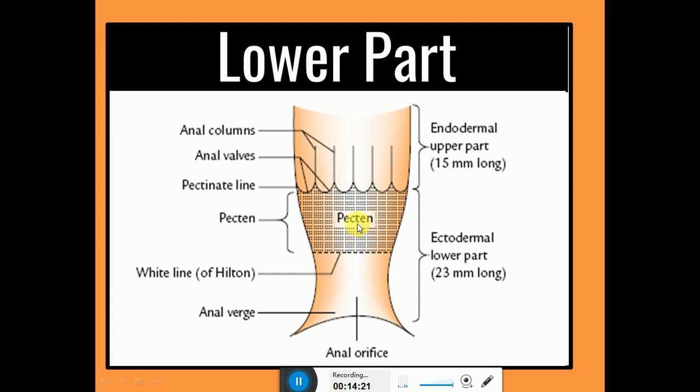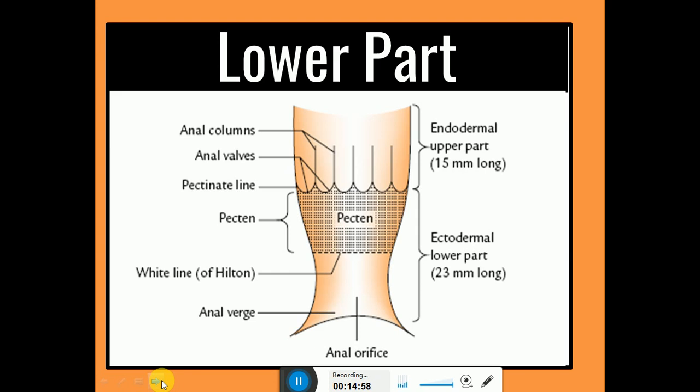Also the mucosa, the lining which is lining the upper part and the lining of the lower part, is different. Now the lowermost region is 8 mm. You can see the length of this portion is 8 mm, which extends from the white line of Hilton to the anal opening. It is lined by true skin, and it contains both sweat and sebaceous glands.